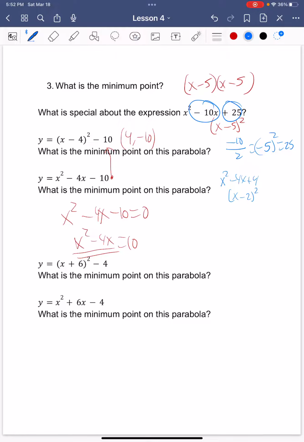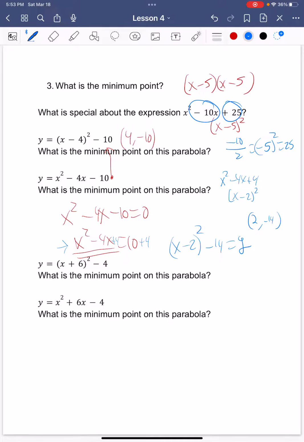So what do we have to do to get that? Add 4 to both sides. So we know that this left side factors to x minus 2 squared, and that right side is 14. Now subtract the 14 to the other side and set it back equal to y. Now we have our equation in vertex form. And here it's clear that the minimum point is the vertex, 2 comma negative 14.